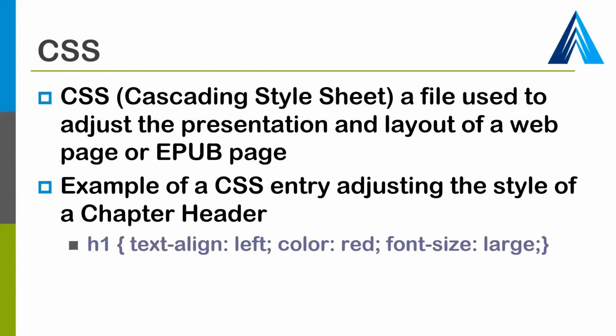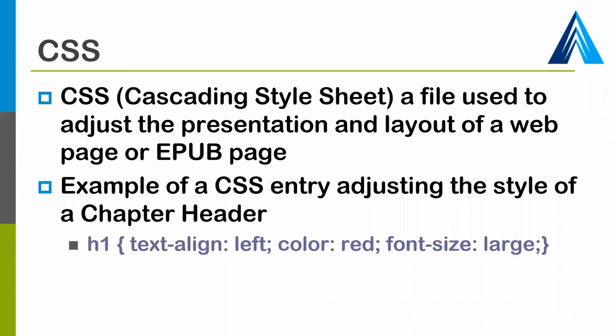Another important aspect is CSS, or cascading style sheets, which are a file, or they can actually be embedded in the HTML, used for presentation and layout of a web page or an EPUB page. They're also used in apps and other things that are based on web technologies. Here's a very straightforward and simple example of a CSS declaration that adjusts the style of a chapter heading. H1, which is the way that you declare a heading. Text align left. That means that the alignment of the text in the H1 is to the left as opposed to center, justified, or right.